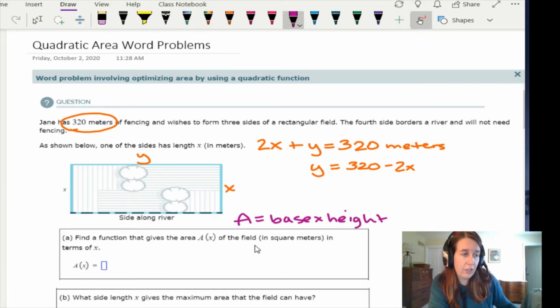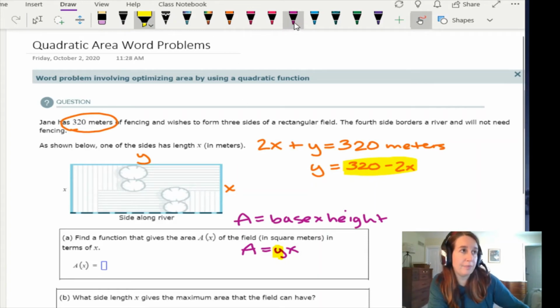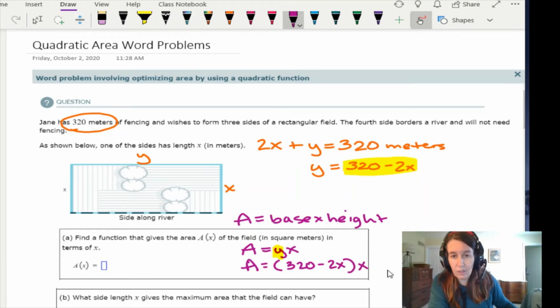Okay, and then notice that in this problem, the base is y and the height is x. So y times x or x times y is the same thing. Okay, now that also is not our answer because we cannot use y in there. We have to only use x's. So here's where we're going to substitute in. So for this y, we're going to substitute in this value for the y. And doing that gives us area equals 320 minus 2x times another x.